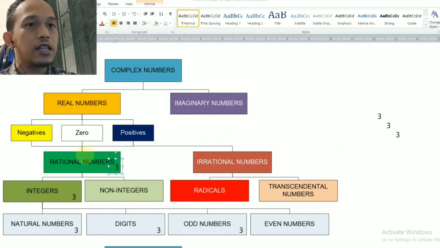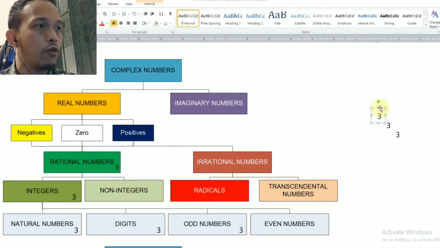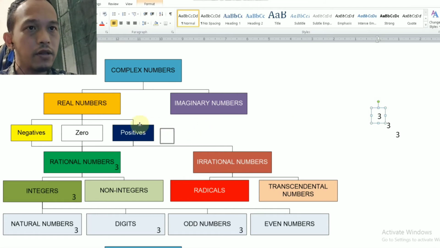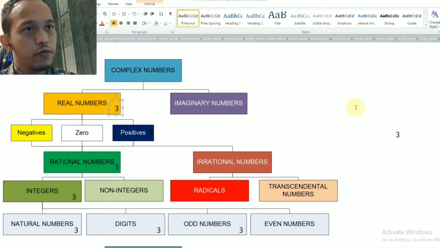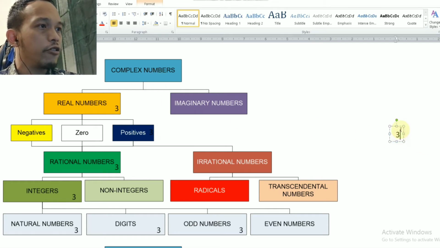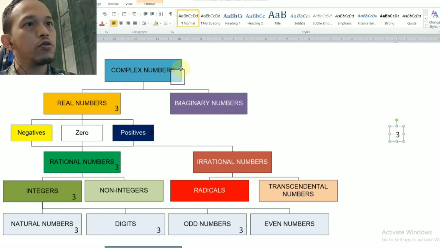Since 3 is a rational number, now it's divided. When you go up, it can be negative, 0, or positive. Well, 3 is definitely positive since it is greater than 0. So 3 must be a real number also. If any number belongs to a set of numbers below the real numbers, then that number must also belong to the real numbers. And since it belongs to the real numbers, it also belongs to the complex numbers.